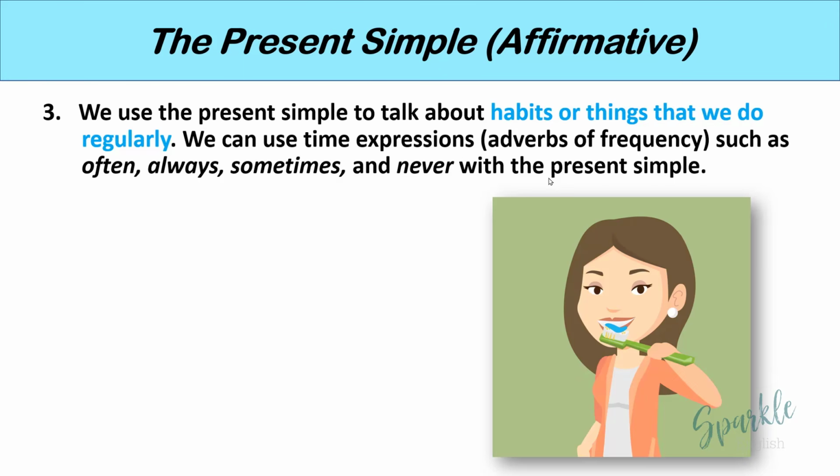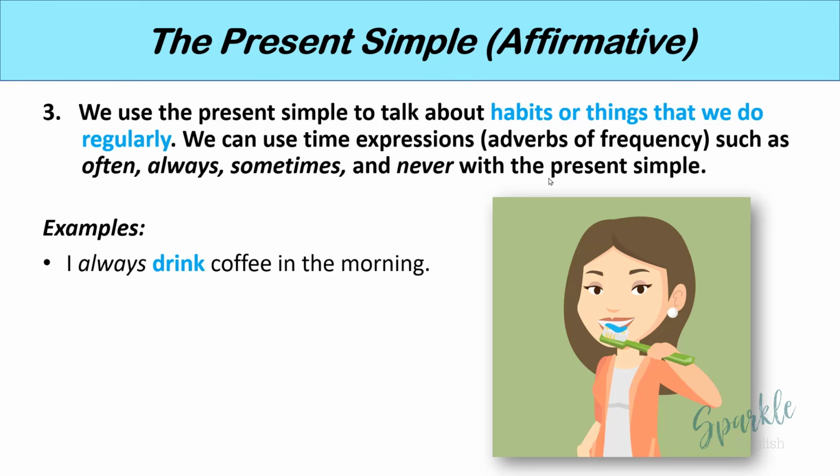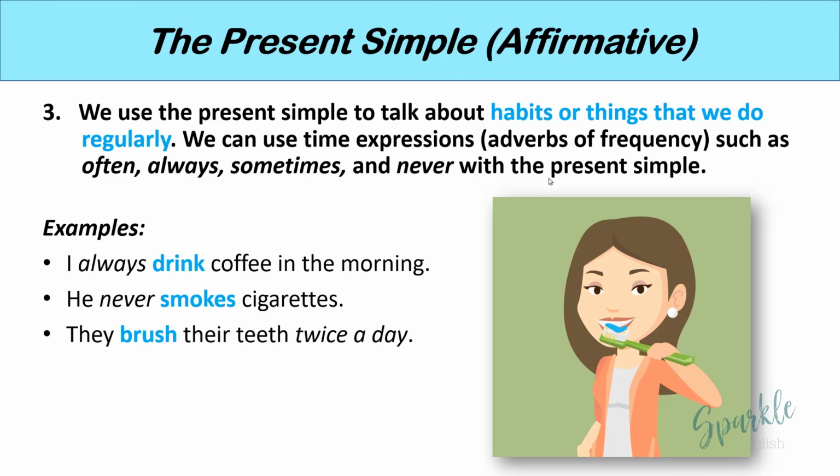We use the present simple to talk about habits or things that we do regularly. We can use time expressions or adverbs of frequency, such as often, always, sometimes, and never with the present simple. For example, I always drink coffee in the morning. Here we're talking about something that we do a lot or do often. He never smokes cigarettes. They brush their teeth twice a day.